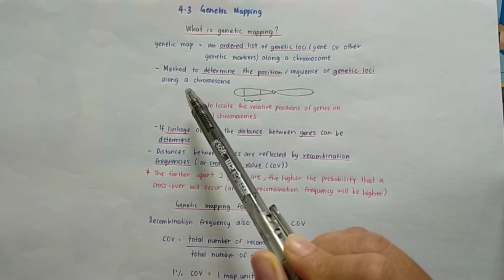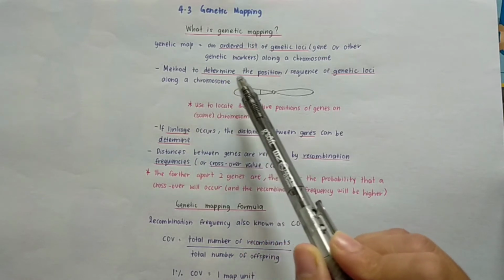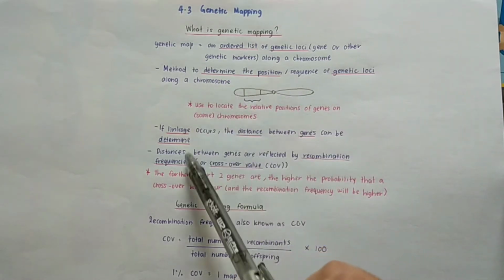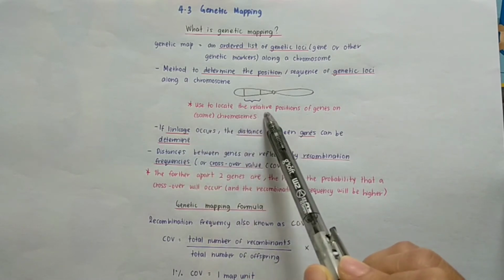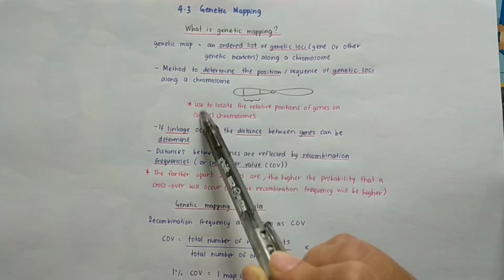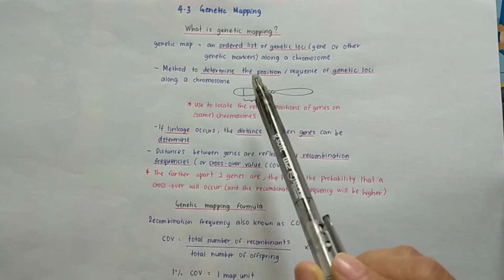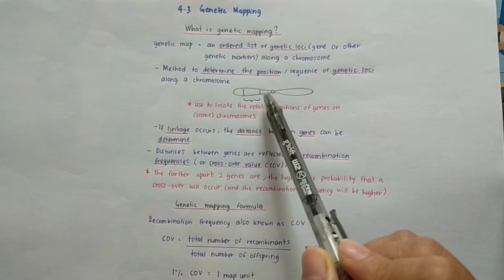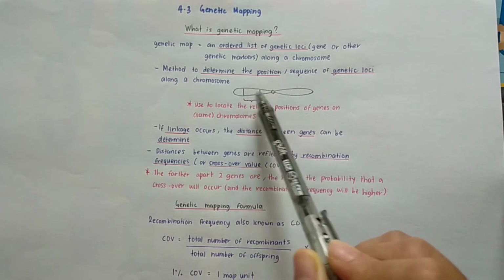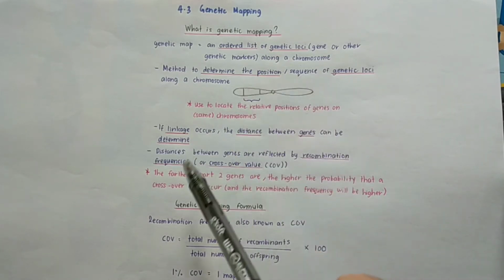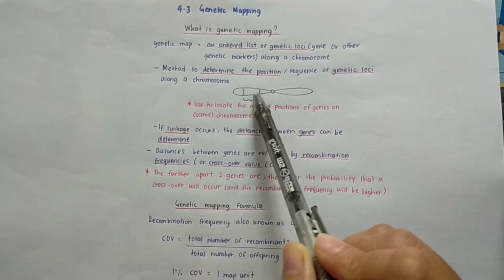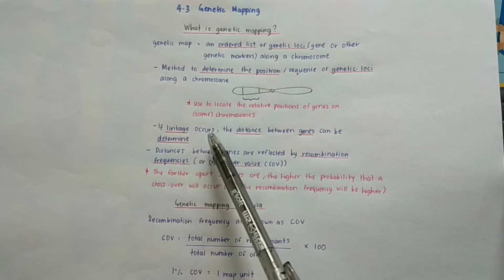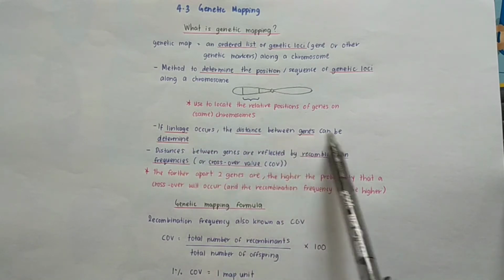And then genetic mapping actually refers to the method to determine the position or sequence of genetic loci along a chromosome. It will be used to locate the relative position of genes on the same chromosome. So that's why usually genetic mapping is considered for linked genes. Sebab, awak akan nampak ada dua genes dekat sini yang berada pada satu kromosom yang sama. So actually we can calculate the distance between these two genes. And if linkage occurs, the distance between genes can be determined.